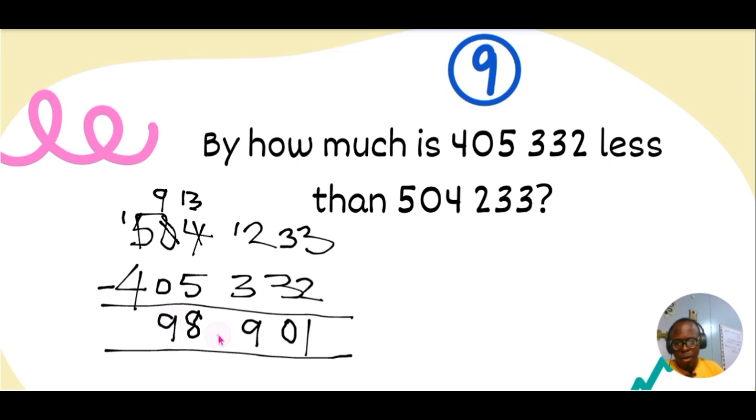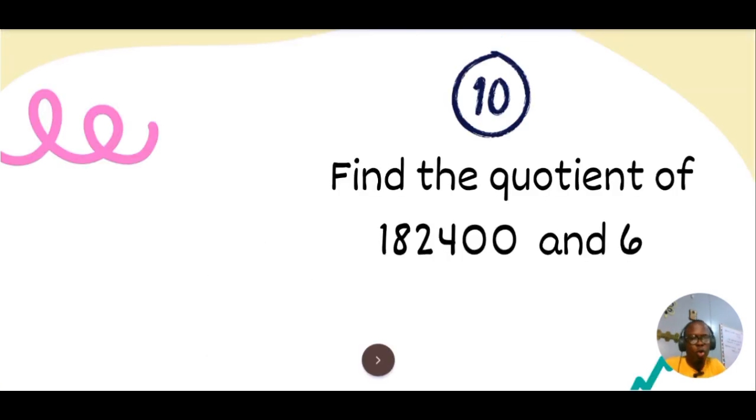So the extra number there is 98,901. So 405,332 is less than 504,233 by 98,901. Let's go to the last one.